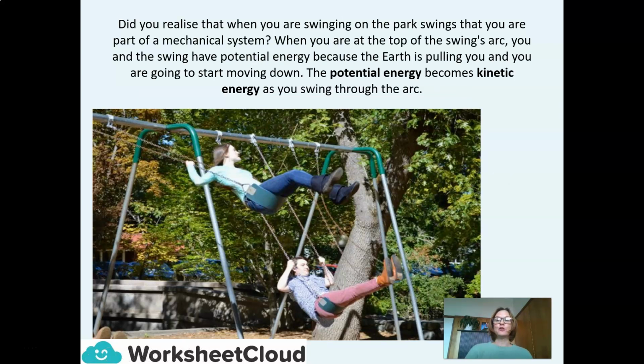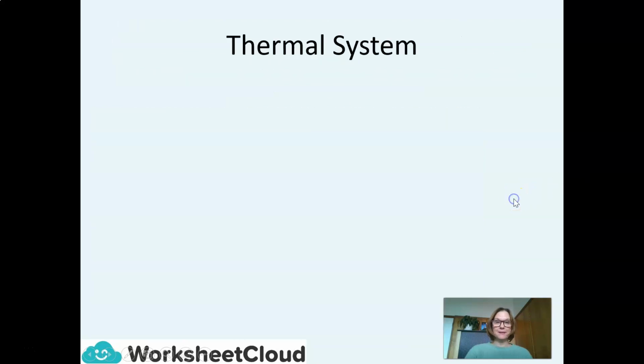Another good example that you know is you swinging in the park on the swings. Okay, you are part of a mechanical system. When you are at the top of the swing's arc, you in the swing have potential energy, remember, because the earth is pulling you and you are going to start moving down. The potential energy becomes kinetic energy as you swing through the arc, and that is also a mechanical system.